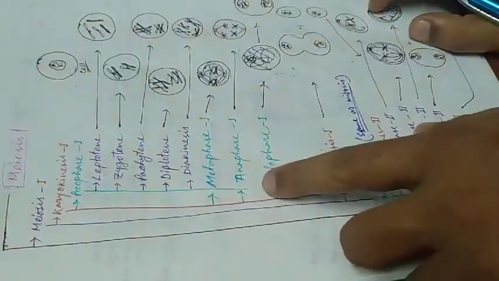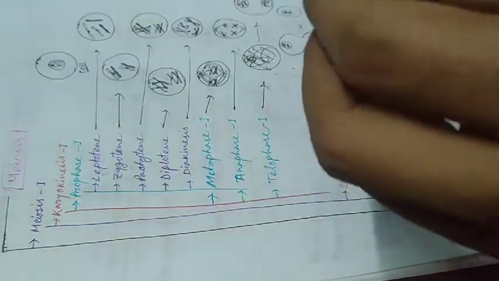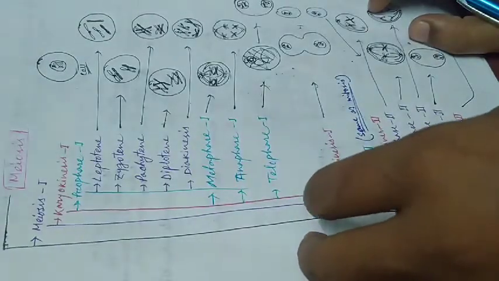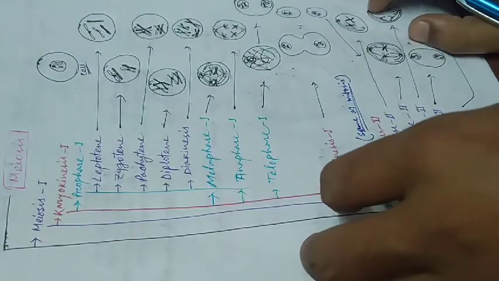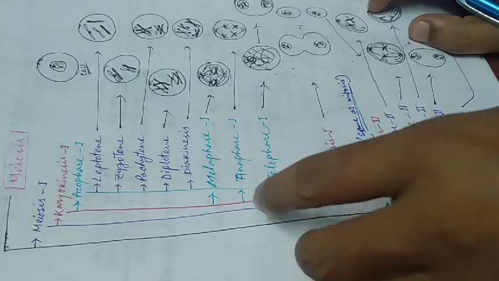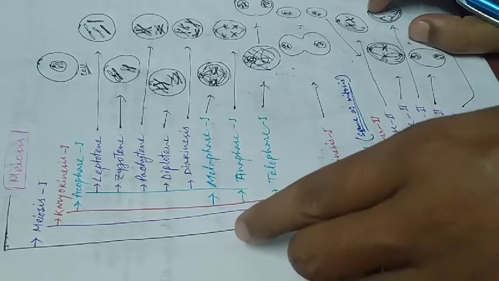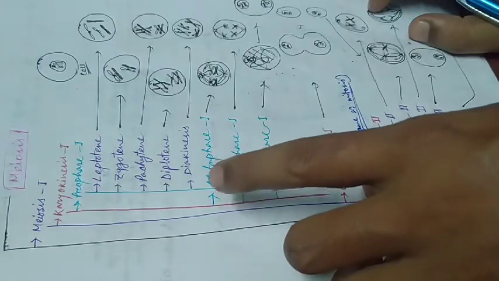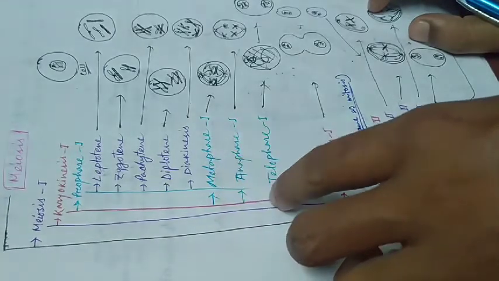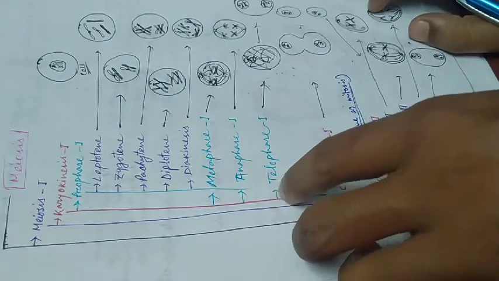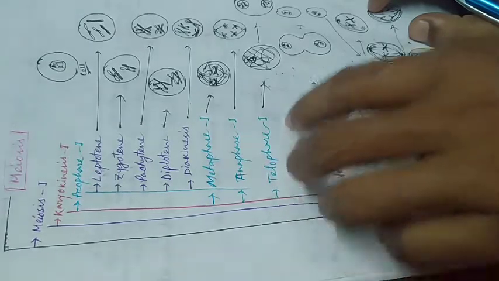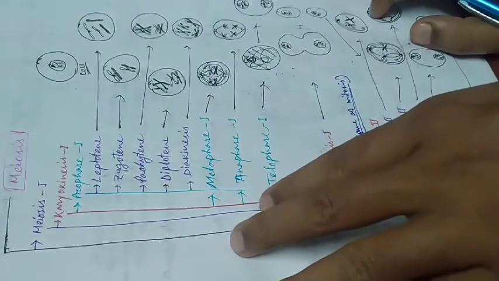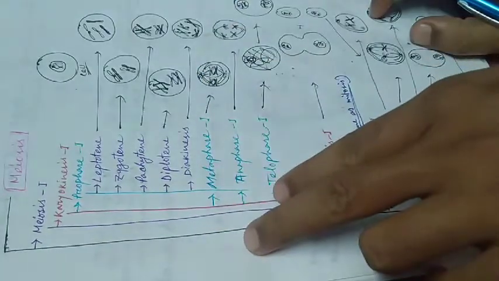After completing meiosis 1, another preparatory phase is present for a short period. The preparatory phase which is present in between meiosis 1 and meiosis 2 is called interkinesis. So after completing meiosis, we can get 4 daughter cells from a single mother cell.